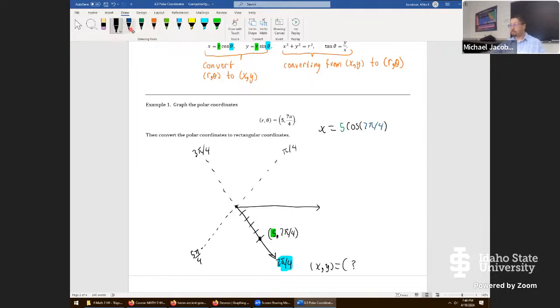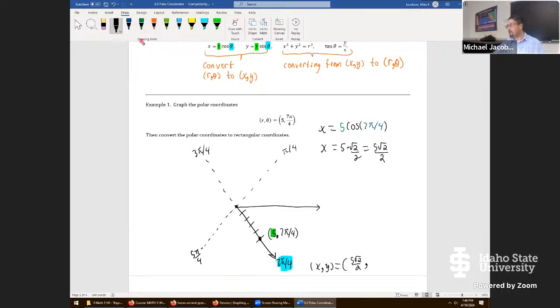And at 7 pi over 4, cosine would be in quadrant 4, where it takes up a positive value. Although this is a polar axis, we can still visualize the quadrants on this. So this is just going to be a positive root 2 over 2. x equals 5 times root 2 over 2, or more compactly, if you like, 5 root 2 over 2. That means back down here on our answer, we're halfway done. 5 root 2 over 2.